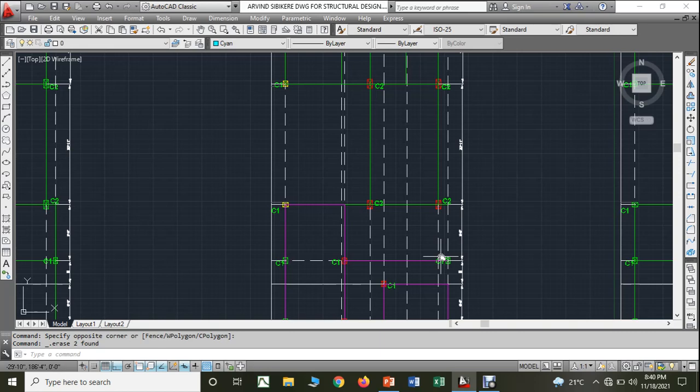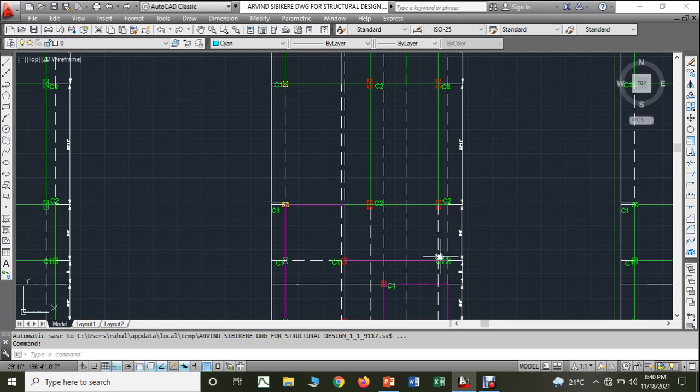And next, we are supposed to choose the dimension. In the rectangular column, we will make one side the shorter dimension, and we make that dimension equal to the thickness of the wall, so that eccentricities in the wall will be avoided.